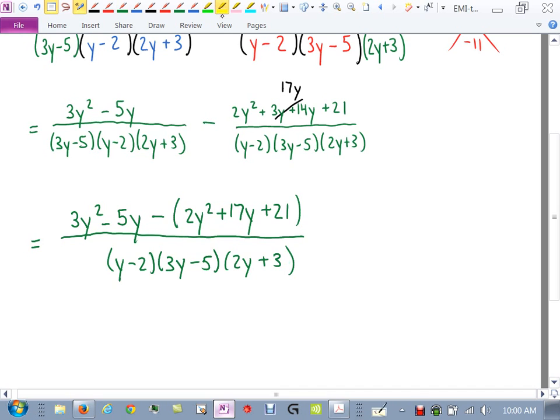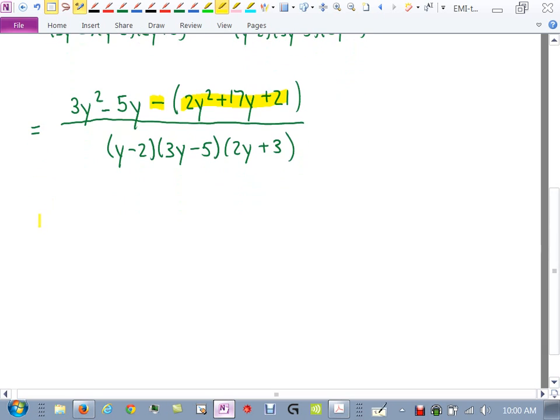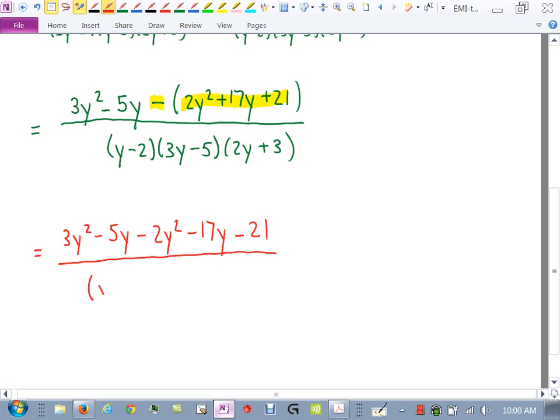Okay, that minus sign has to distribute across this whole thing. So that minus sign has to distribute through here. So let's go ahead and distribute the minus and see what we get. 3y squared minus 5y minus 2y squared minus 17y minus 21 all over all that junk.